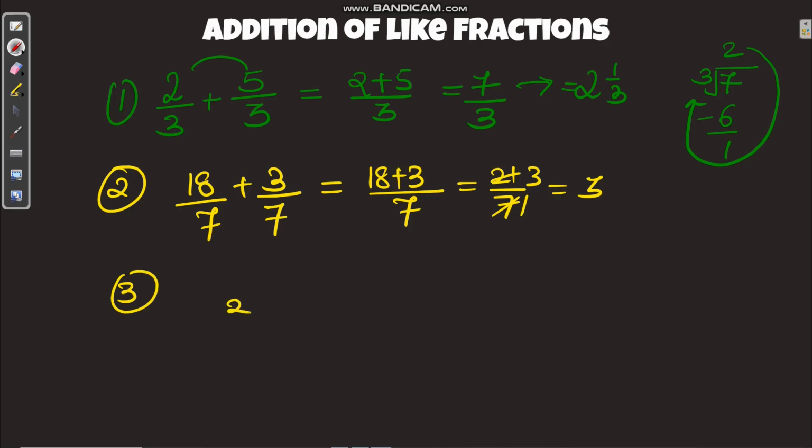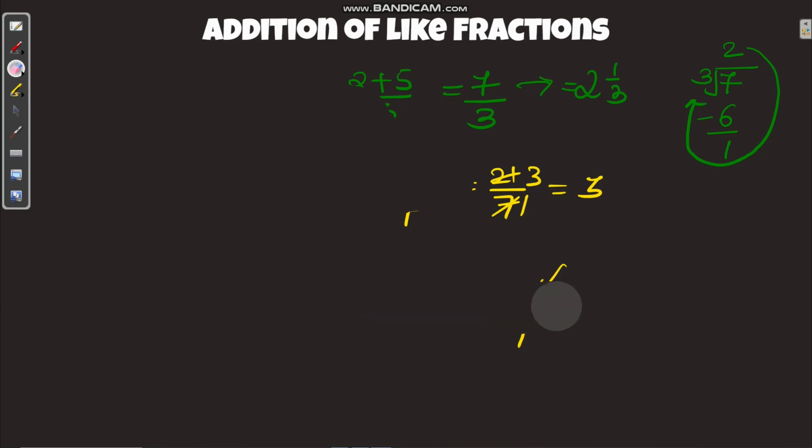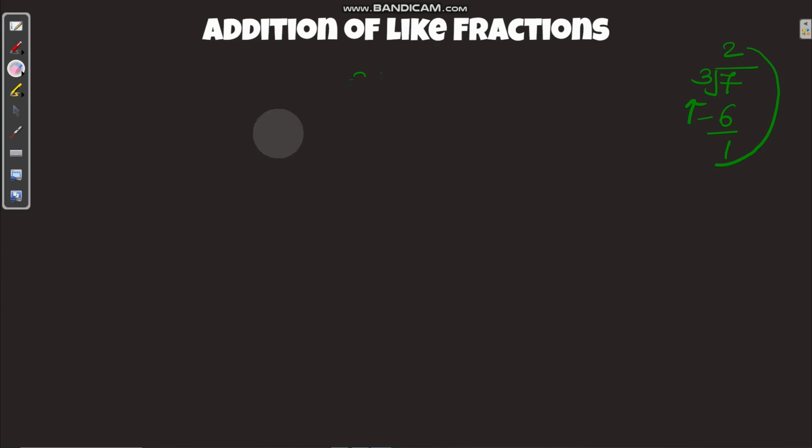Next question, let's take 2 by 7 plus 3 by 7, which will be equal to 2 plus 3 by 7. So answer is 5 by 7. Whenever you get a proper fraction, just leave it, that is your answer. Whenever you get an improper fraction, try to reduce it. If you are not able to reduce it, then convert it to a mixed fraction.